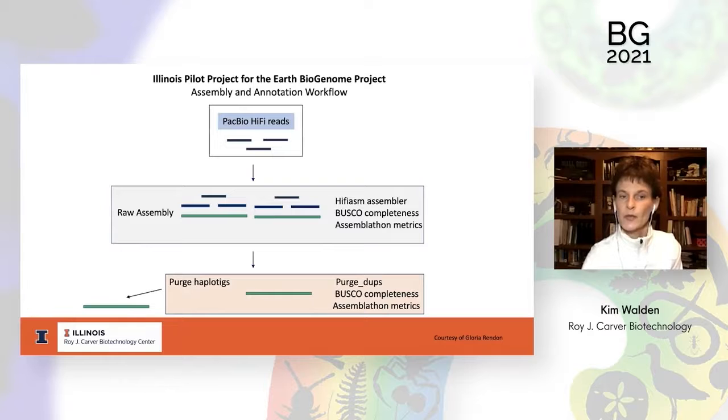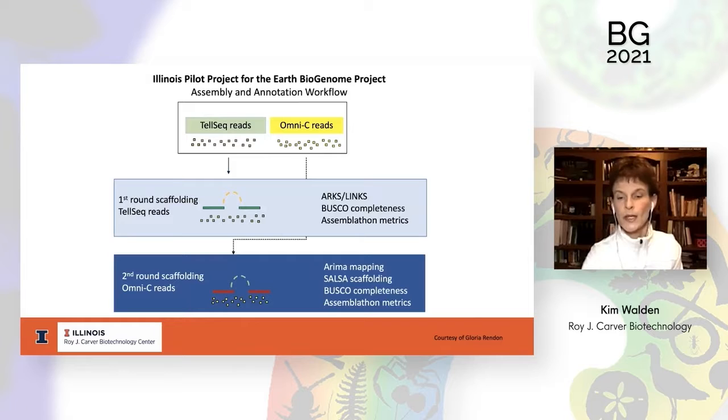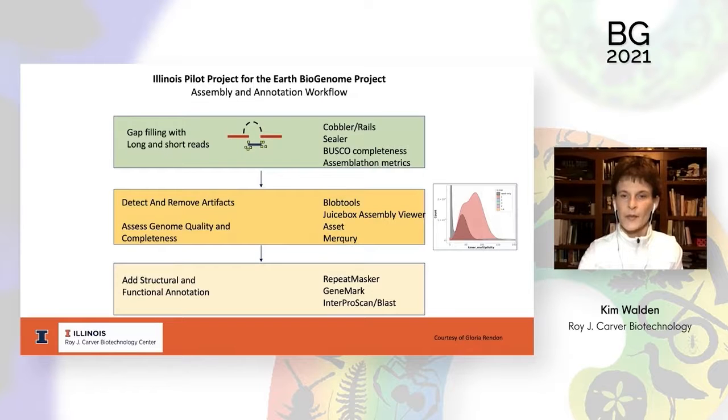After initial assembly, residual haplotigs were purged with the purge dupes tool. We then used the linked TELSeq reads again for a first round of scaffolding using the ARCS links package, and then further scaffolded to chromosome level using the Dovetail OmniC reads and the SALSA scaffolder. Gaps were then filled where possible with the long read tool Cobbler and RAILS and the short read tool Sealer, part of the ABySS assembler package. Downstream QC and curation followed, including detecting contaminant sequences, assessing misjoins, and finally annotating the genomes.